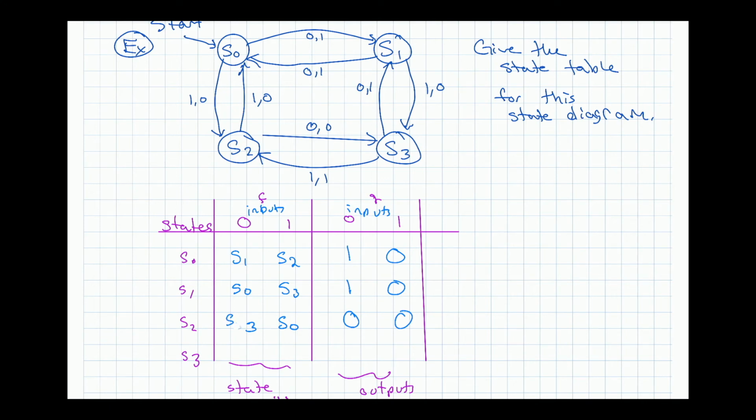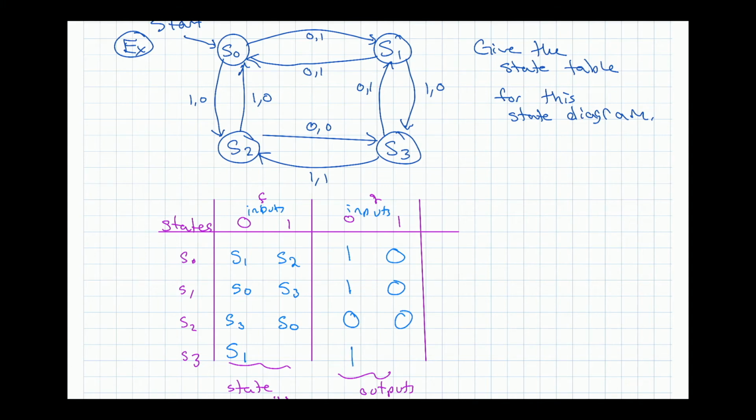Last one, S3. So S3 goes up to S1, and that was if the input is 0. So I drew that in the right place, and the output is 1.